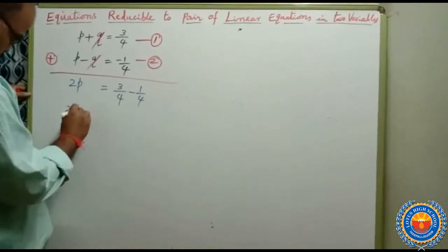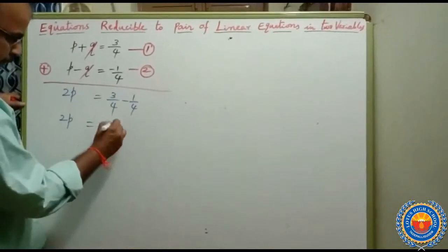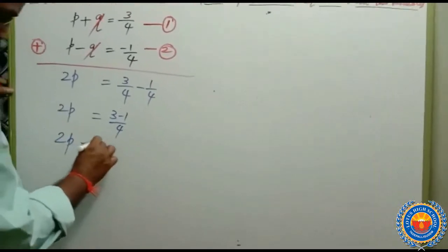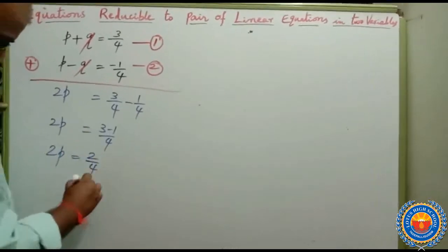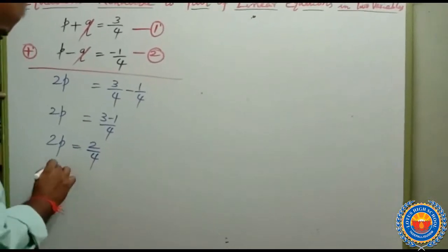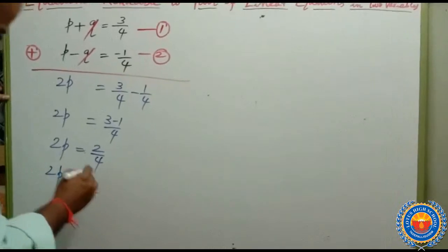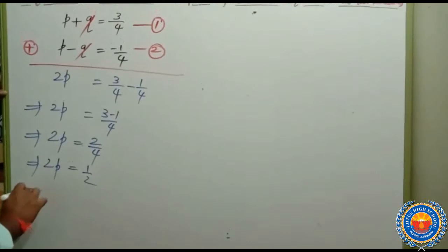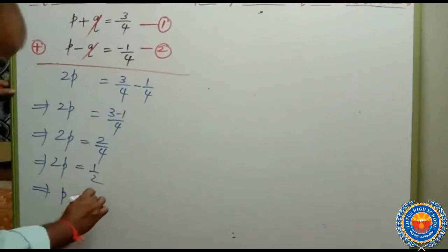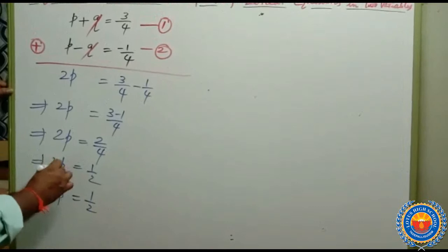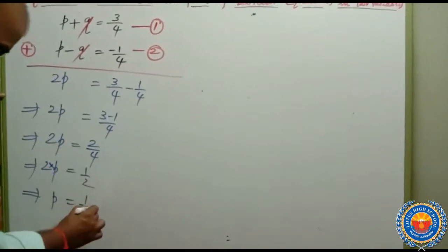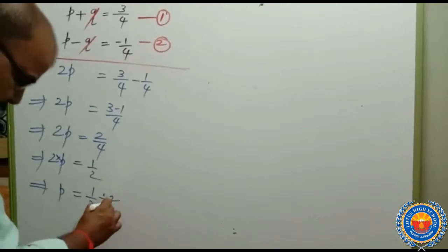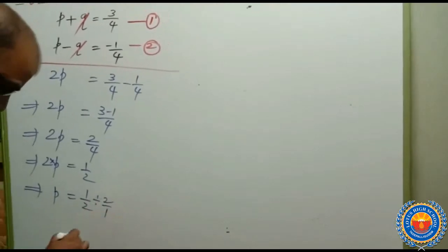Here p plus p, 1p plus 1p is equal to 2p, is equal to the addition: 3 by 4 plus minus 1 by 4, like fractions, so 2p is equal to 2 by 4. 2p is equal to 1 by 2. Then p is equal to 1 by 2, and the 2 that multiplies p will be transposed and become divided by 2. We can also write that as 2 by 1.